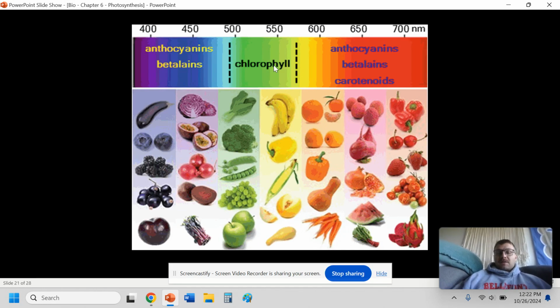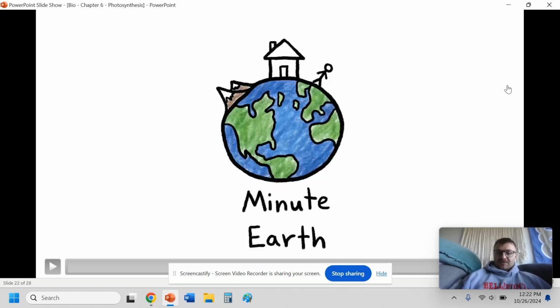Now, there are other pigments in plants. There are anthocyanins, and carotenoids. They do absorb other wavelengths, and not every plant is green. And this is why plants aren't green in the fall, because they stop producing this chlorophyll molecule, and we can see other pigments. The plants use a host of pigments, but chlorophyll is the main one.